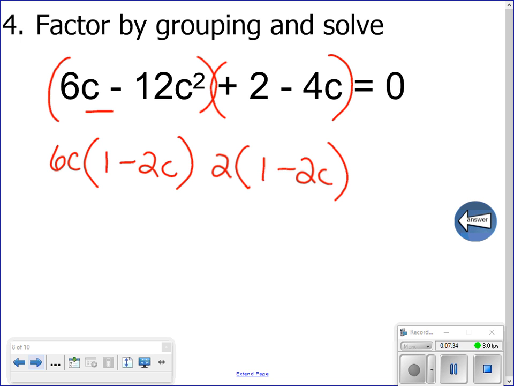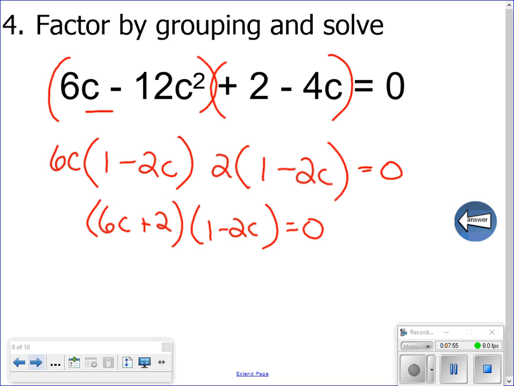Now, remember that when we're factoring by grouping, this is not how we leave our final answer. So we change it into the form so that the 2 outside factors get put back together. And our other binomial gets brought down. So our 2 factors are 6c plus 2 and 1 minus 2c. So we say each of those factors equals 0.